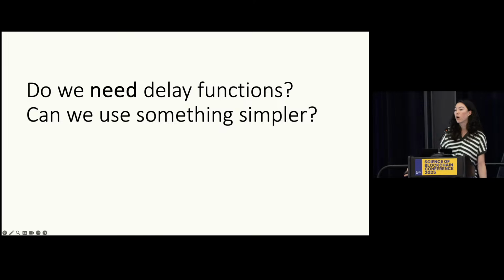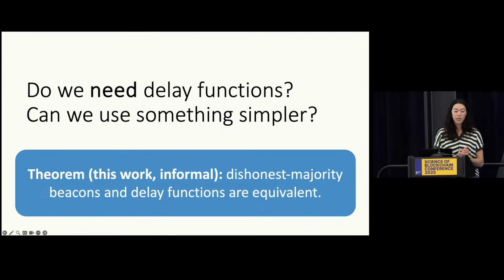So given these costs, one might ask whether we really need delay functions to build dishonest majority randomness beacons. Like, we need something to circumvent Cleve, but maybe we can make do with something that's simpler and easier to work with. And what we show in this work is that dishonest majority beacons and delay functions are actually equivalent.